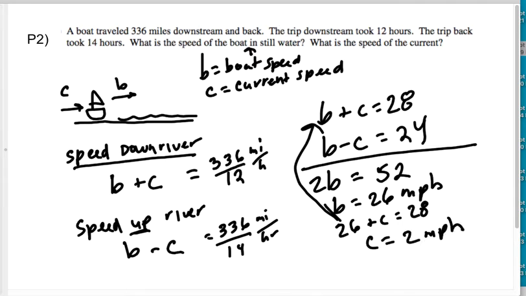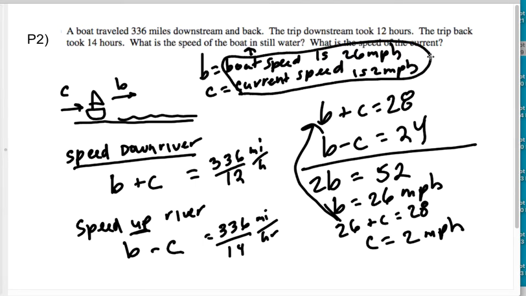And then I would go ahead and answer in words. So I would say something like, the boat speed is 26 miles per hour, and the current speed is 2 miles per hour. And again, I would probably not put this in the same spot, but I'm kind of low on space. So I'd probably be like, oh, hey, that's my answer. Boom. Okay? All right, let's keep going.